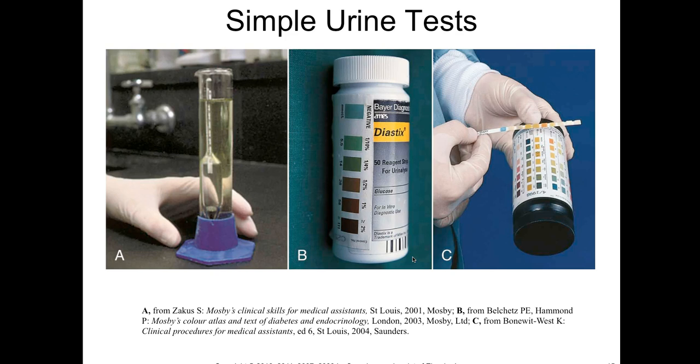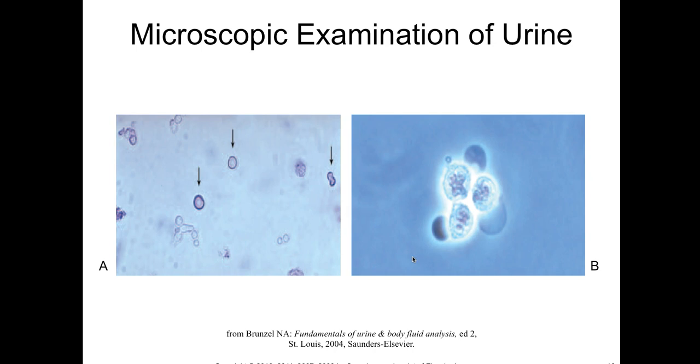So here's what a simple urine test looks like. It's going to include the use of a urometer, which you see in A over there. And this shows us the degree of concentration of a sample of urine. We're going to use a glucose test strip to determine if we have glucose within the urine, or the use of a multi-stick, which you see all the way on the right in letter C, which are reagent strips that are going to test for various chemical constituents. Here is a microscopic examination of urine that's going to show us cells such as red blood cells that you see in letter A, or white blood cells, which you can see in letter B.